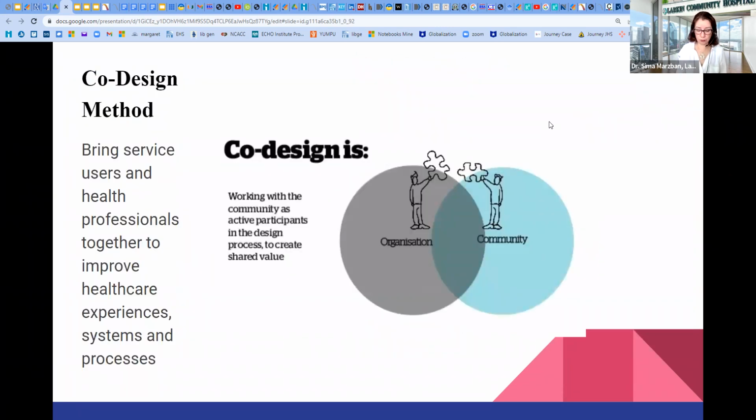Okay, we reviewed 2 methodologies. The first one was PDSA, the 4-step cycle. The second one was FMEA with that RPN risk priorities. And the third one is co-design. I like this method. This method brings service users and health professionals together to improve healthcare experiences, systems, and processes. How? You will invite community. You will invite patients and families who have experiences about the disease. We call that experiences experiential knowledge that patients bring to our tables, to our discussions.